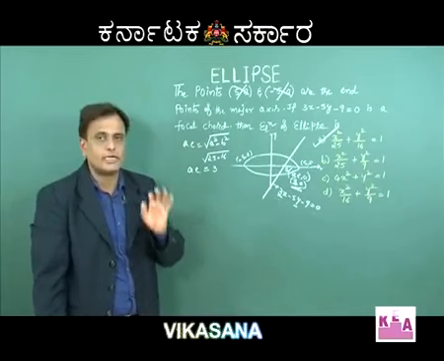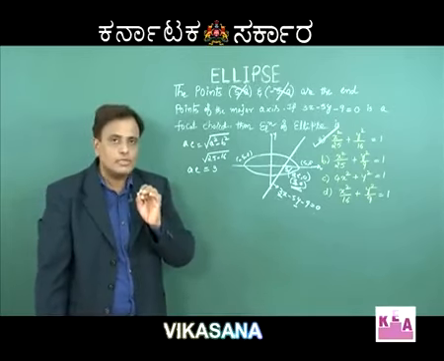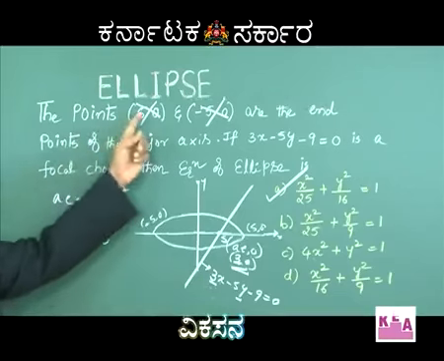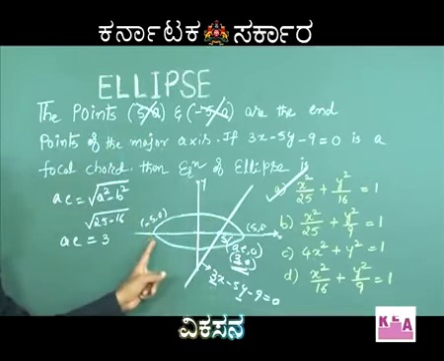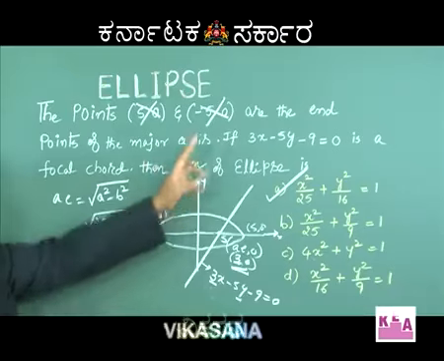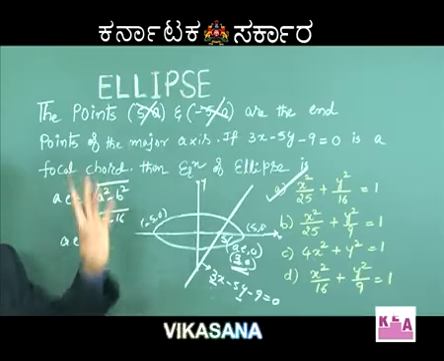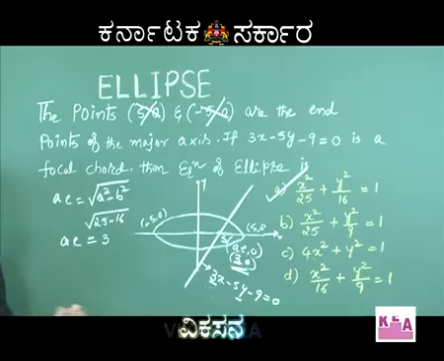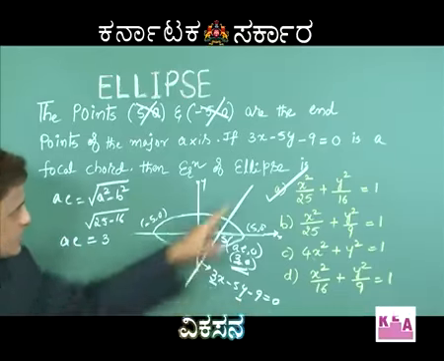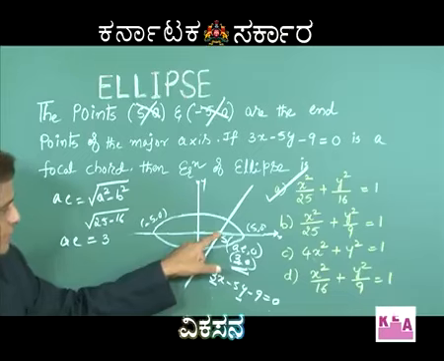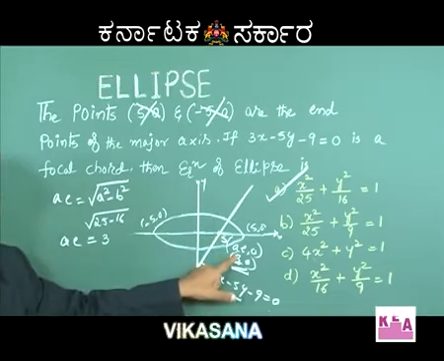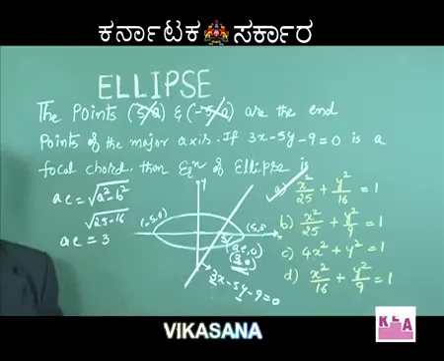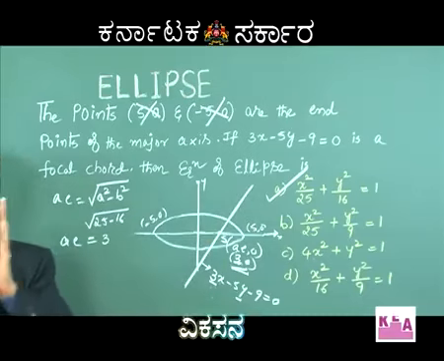Again, I will repeat this question once again, a really typical question to understand this. (5, 0) and (minus 5, 0) are the end points of the major axis. If 3x minus 5y minus 9 is equal to 0 is a focal chord, then you have to find out the equation of the ellipse. A focal chord means definitely the coordinates of the focus, we know, are (AE, 0). Since this line is passing through the focus, the coordinates of the focus must satisfy its equation.